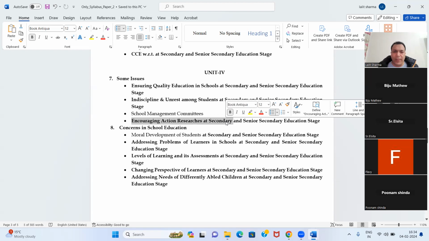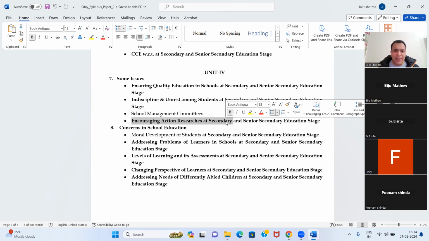Action research क्या होती है? Please tell me, what is action research? Everybody has done research. In semester 1, if you remember, we did educational research. 3 types of educational research. What are the 3 types?